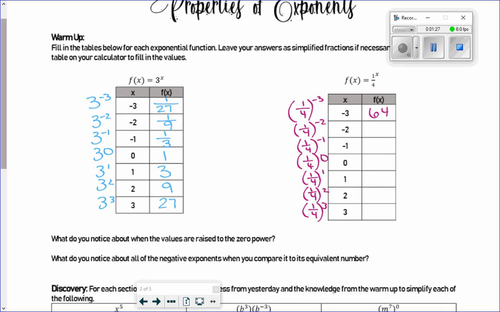What's 1/4 to the power of -2? 16. 1/4 to the power of -1. 4, and then 1. 1/4 to the power of 1. 1/4. And 1/4 squared. 1/16. And then 1 over 64. Okay, we're going to talk about what's happening here, and I'm going to try to explain what's going on in just a minute, but I'm going to let y'all talk amongst yourselves first.